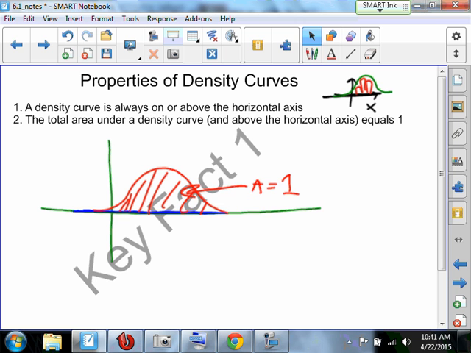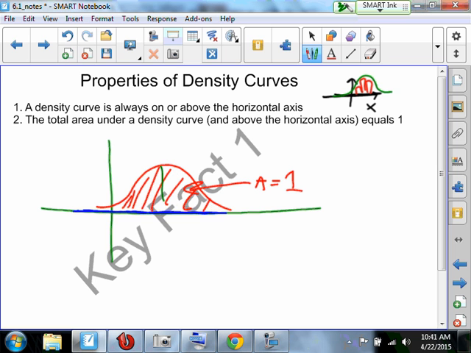Now from studying probability, we also know that the probability of a certain event is equal to 1, right? So the fact that the area is 1 is basically telling us that if we were to take slices out of this, individual slices are going to correspond to probabilities. Okay, so that's what we're going to be getting into. These two properties of density curves, the authors of your textbook call key fact 1 from this section.